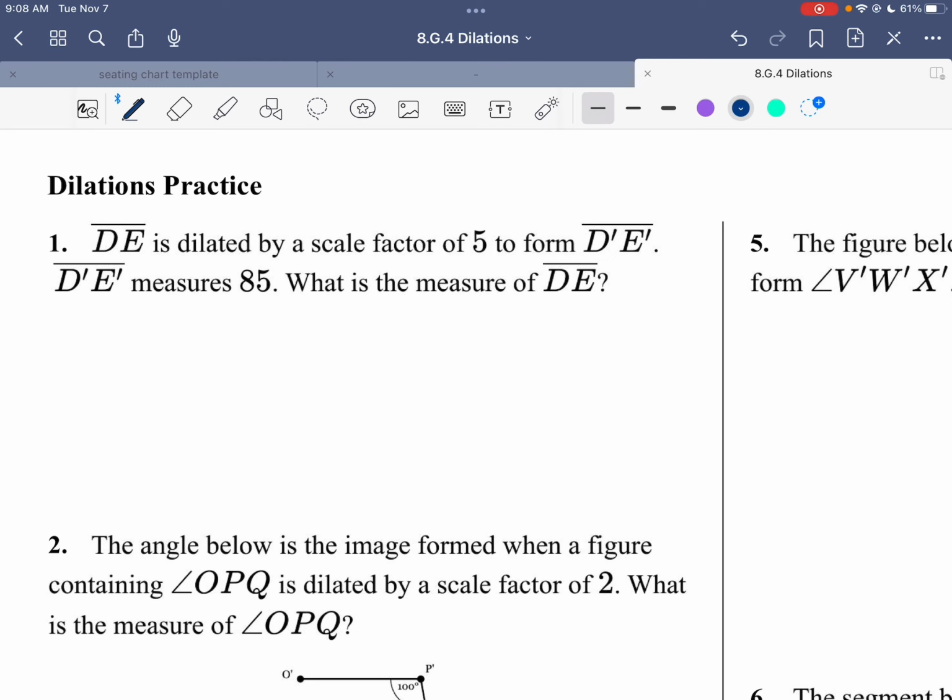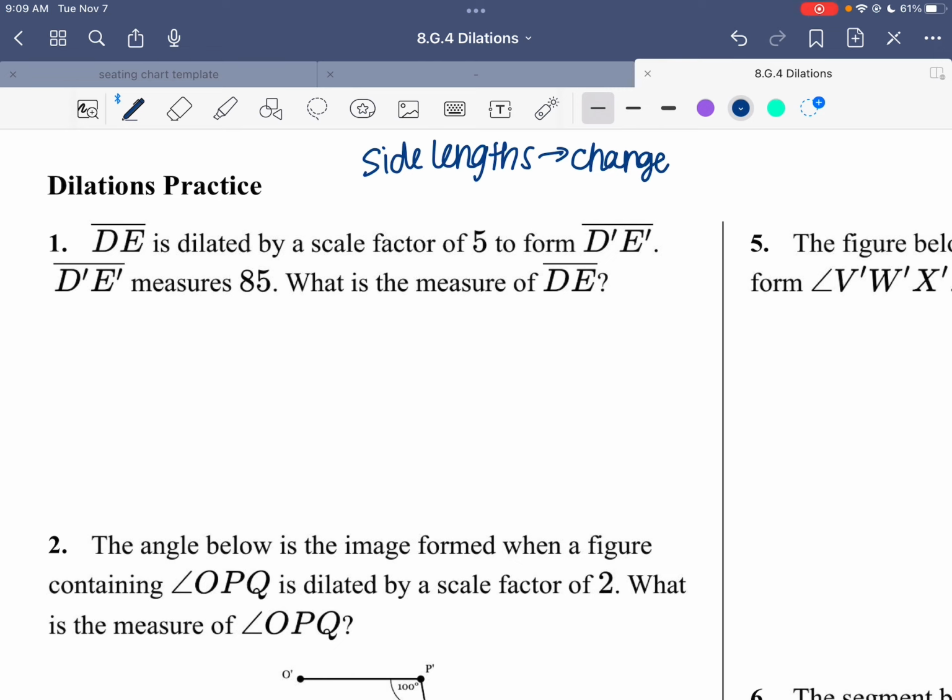So in this video, I'm going to talk about what happens to measurements of figures under dilations. So specifically, we're going to talk about side lengths and angle measures. In dilations, our side lengths are going to change. When we apply a dilation to a figure, the size of the figure is going to change. So the side lengths change.